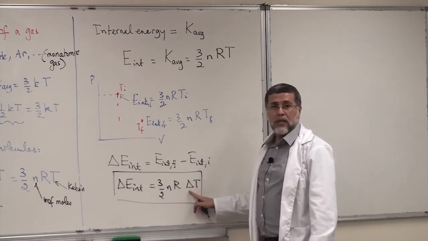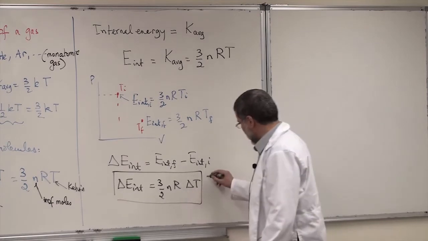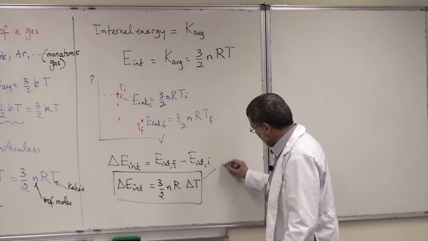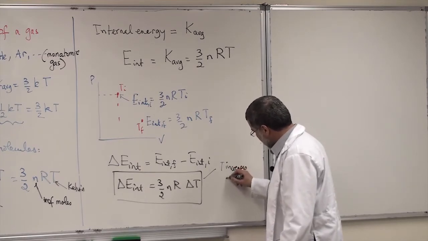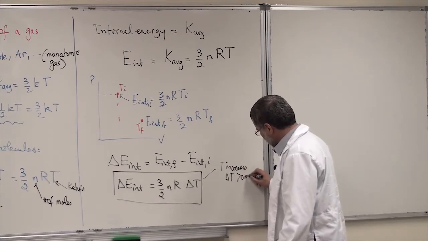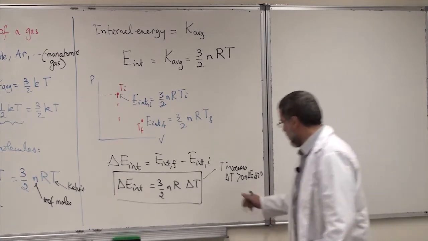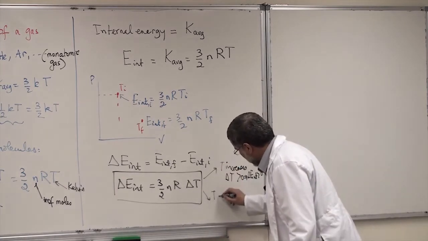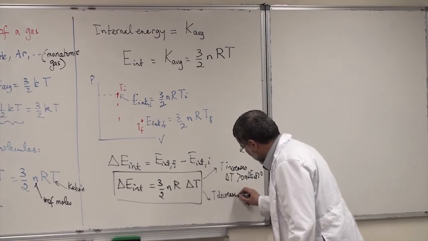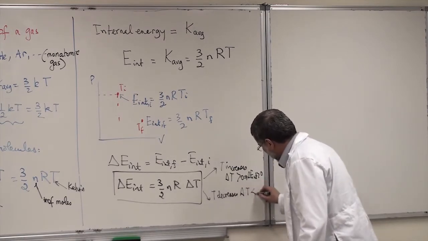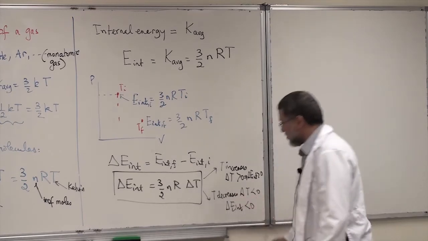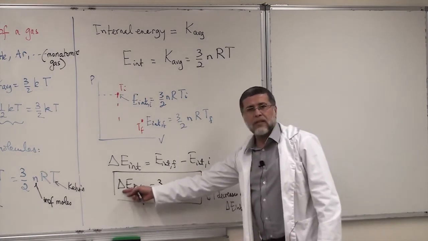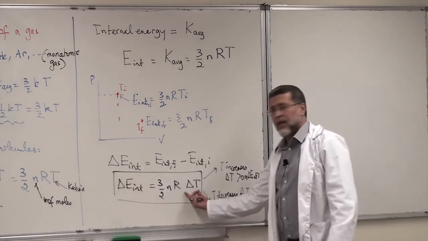Now, if the gas is heated, then delta T will be positive. So if you heat the gas, if T increases, then delta T will be positive and delta E internal will be positive. We say there's an increase in internal energy. If T decreases for the gas, if you decrease the temperature of the gas, then delta T will be negative, and delta E internal will be negative also, okay? So the sign of the change in internal energy depends on the sign of delta T here.